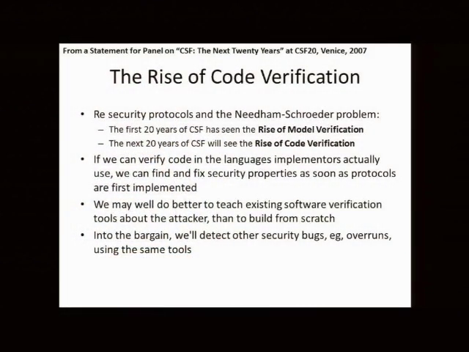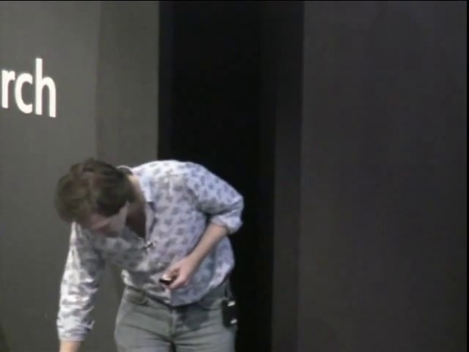So I was asked to sit on a panel around the time this happened, speaking about the rise of code verification. This is the panel at the Computer Security Foundations Symposium, which is one of the main IEEE conferences in this area. And I was predicting that, you know, we'd spent 20 years using process calculus and other things to try and write models of protocols and verify them. But what I was predicting was the next 20 years about verifying code.